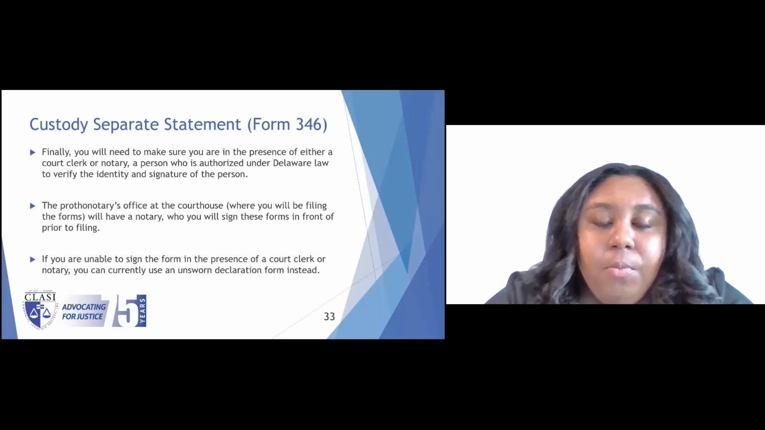Once again, when you are completed filling out this form, you will need to make sure you sign it either in the presence of a court clerk or a notary. You can find these people at the courthouse in the Prothonotary's office when you file the forms. Once again, if you are unable to sign the forms in the presence of a court clerk or notary, you can presently use an unsworn declaration form instead.